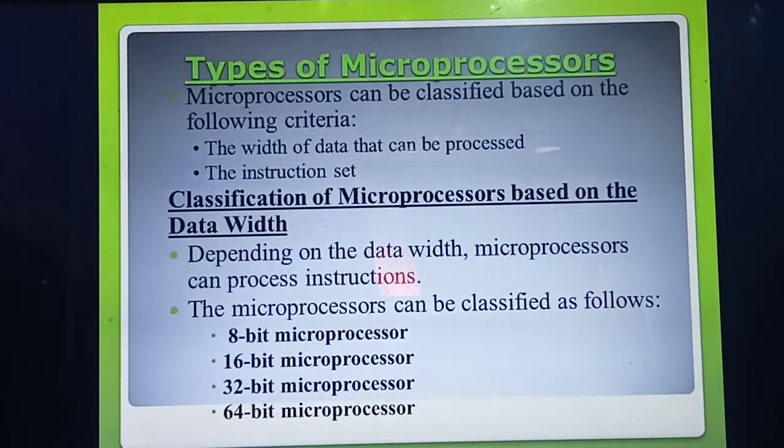Based on that, the microprocessor can be classified into 4 types. Based on the data width, how many types? 4 types. What are they? 8-bit microprocessor, 16-bit microprocessor, 32-bit and 64-bit microprocessor. The first has a capacity of 8-bit, the 16-bit microprocessor has a capacity of 16-bit, and the 64-bit microprocessor has a capacity of 64-bit. Understood? Microprocessor is classified based on two things: the width it processes, and the instruction set. Based on data width, there are 4 types: 8-bit, 16-bit, 32-bit and 64-bit microprocessor.